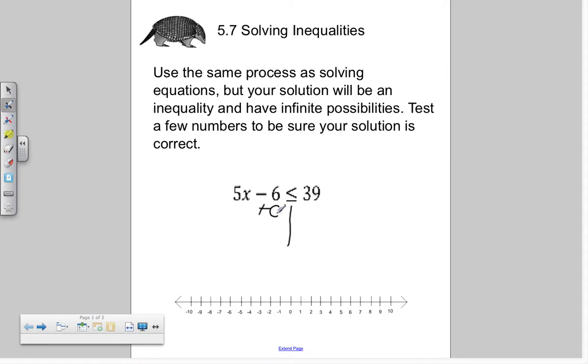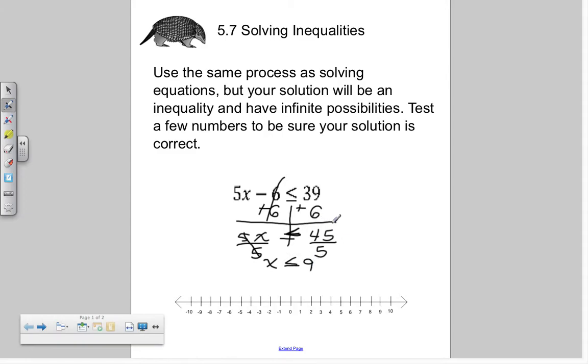I'm going to add 6 to both sides because I do the opposite of PEMDAS. This cancels, and I get 5x equals 39 plus 6 gives me 45. But it's not equals. I make the mistake that a lot of people do. It should be less than or equal to, carry the sign down. And now I'm going to divide by 5 on both sides to undo the multiplication. 5's cancel, and my final solution is x is less than or equal to 9.